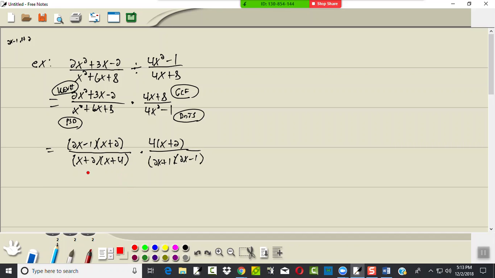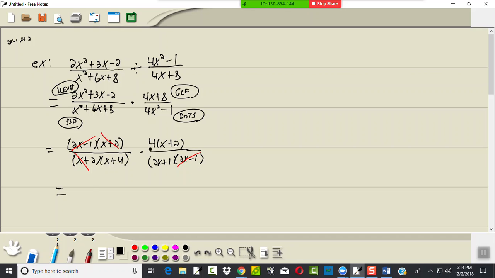Next step is we want to cancel. Guideline is one's on top, one's on the bottom of the same. 2x minus 1, 2x minus 1. One's on top, one's on the bottom. x plus 2, x plus 2. One's on top, one's on the bottom, they're the same. And I guess that's it.